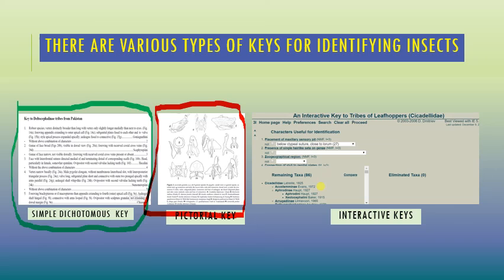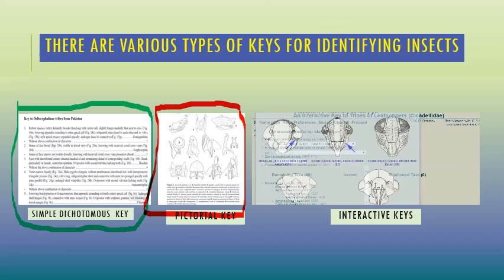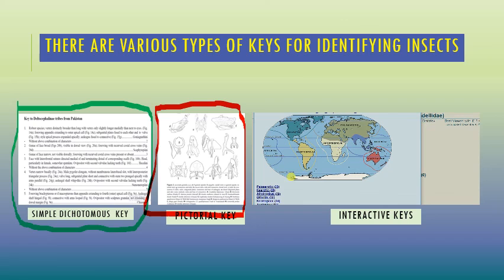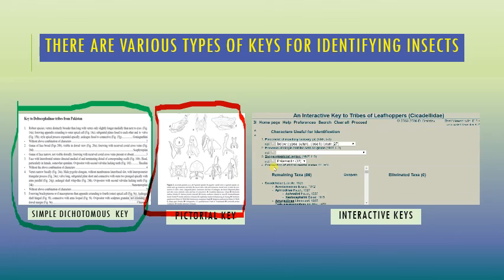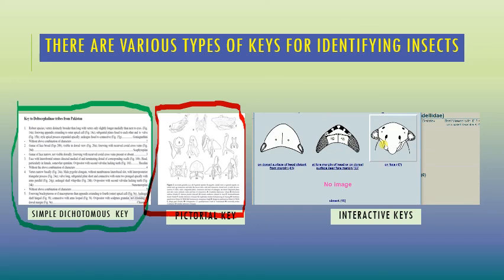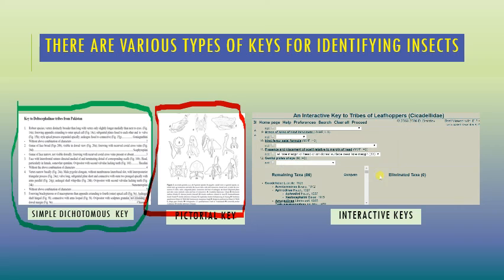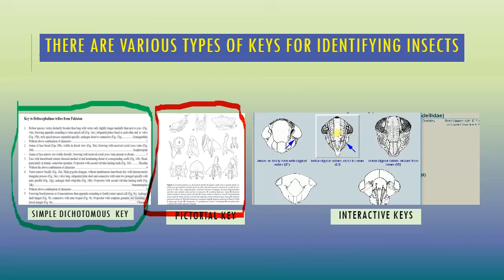Okay. Now, here is the interactive key. You can see here the characters are already given, pictures are already given. You just click on it and finally you reach your final result, what species you have got. Though many people are working on this procedure, it is not well established for all groups of insects, since there are millions of insects and it is not possible to cover all these groups.